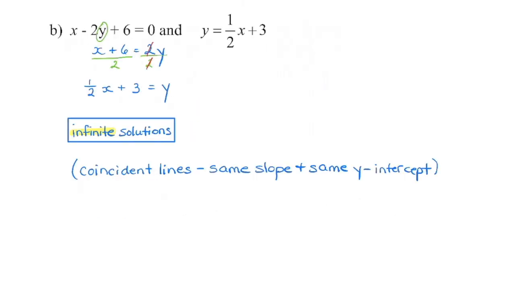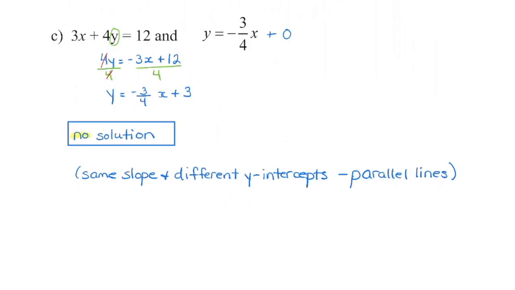In my second example, this second equation is already in y = mx + b form, so I'm going to rearrange the first one, and when I do that, I can see that they both have a slope of 1/2, and they both have a y-intercept of 3. That means I have two lines that are going to be on top of each other on the graph. They are coincident lines, which means I have an infinite number of solutions. At every point along those lines, they're going to be on top of each other, intersecting.